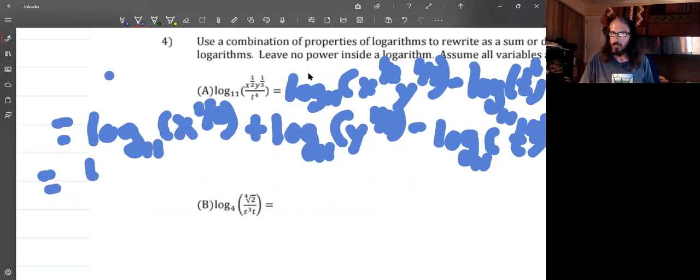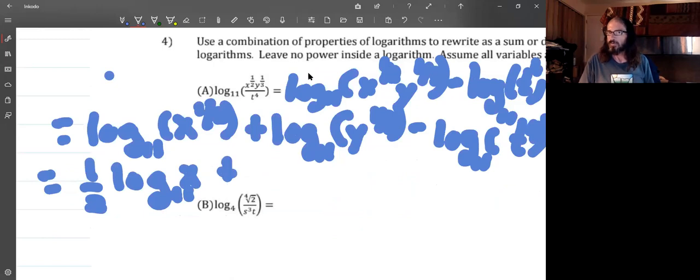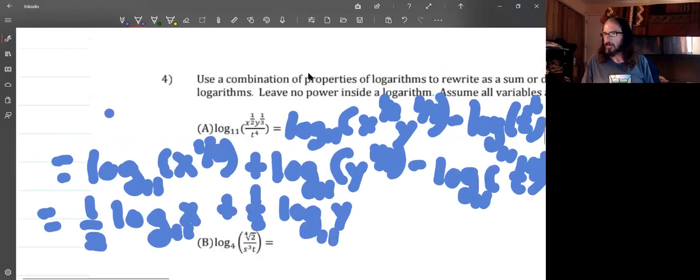1/2 out in front of the log of x in base 11 plus 1/3 out in front of the log of y in base 11 and minus 4 out in front of the log of t in base 11.